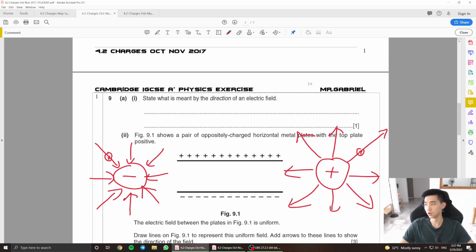So from here, you're supposed to mention it is the direction experienced by a positively charged particle.